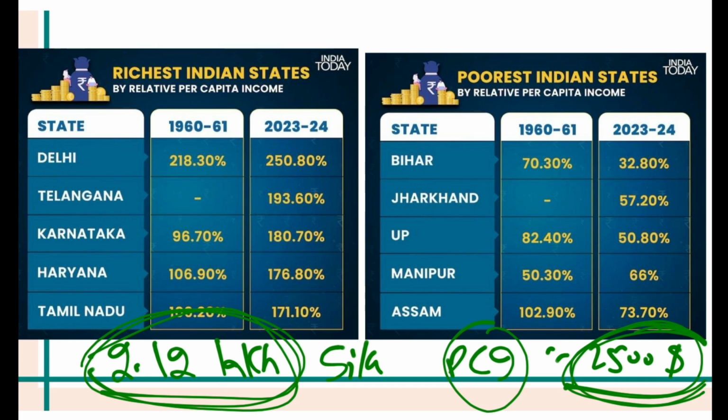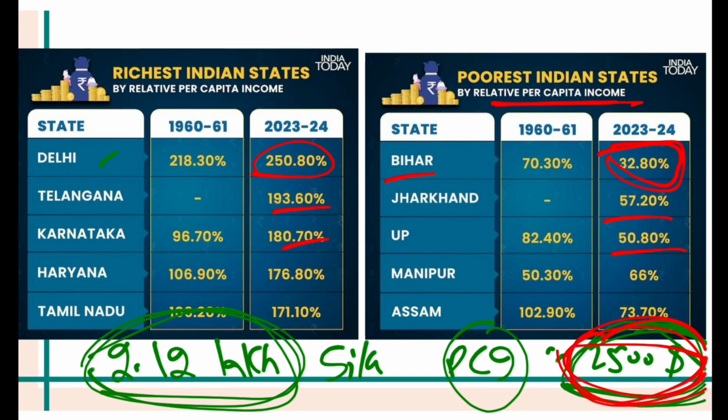Now there are states in India where the per capita income is higher than $2,500. For example, look at Delhi, it is 250% of that. Telangana, look how rich it is. Karnataka too. But you also have very poor states. For example, Bihar. In the financial year 24, relative per capita income, if you compare it with the national average of $2,500, Bihar has only 32.8% of that. So approximately $750. Similarly, Jharkhand. Look at UP, 50.8. These are among the poorest.